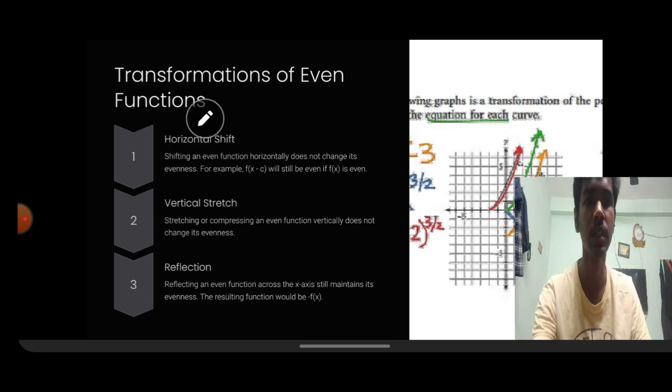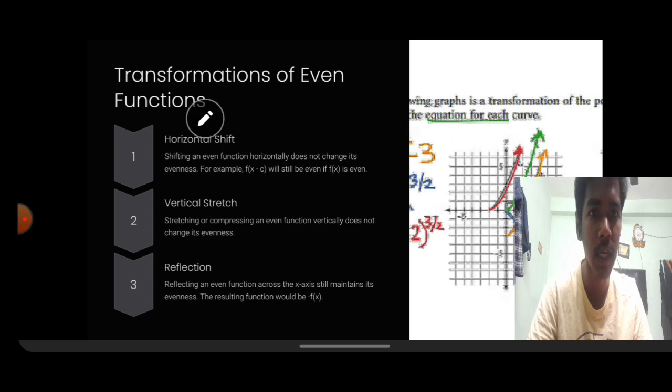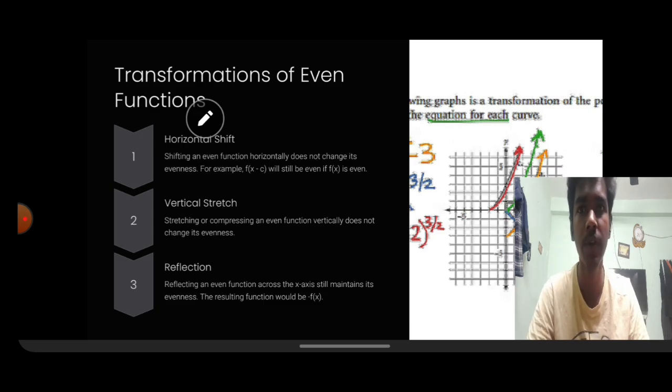So we will discuss transformations of even functions. First, the horizontal shift. Shifting an even function horizontally does not change its evenness. For example, f of x minus c will still be even if f of x is even. Vertical stretching or compressing an even function does not change its evenness. Reflection: reflecting an even function across the x-axis still maintains its evenness. The resulting function would be minus f of x.